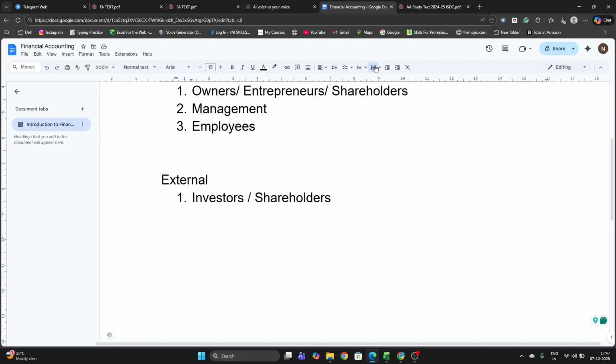If somebody is wanting to buy a company or buy some shares of a company, the first thing they have to look at is financial statements. So they study profit, dividend potential, and long term growth before making these kinds of decisions, right?